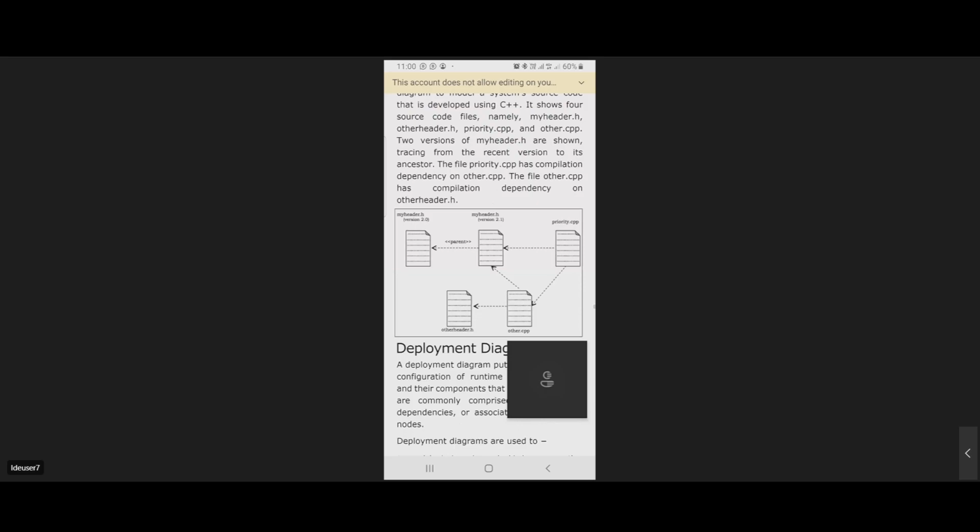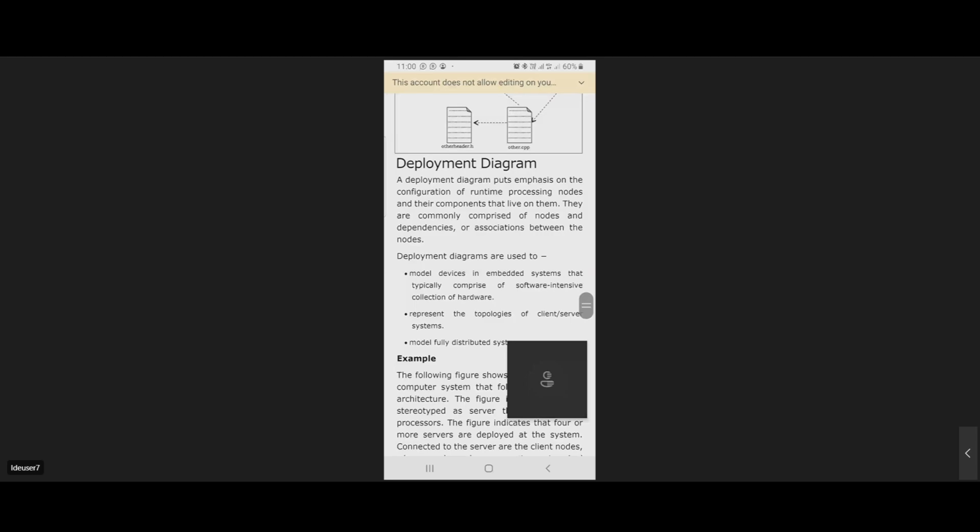Next is the deployment diagram. This diagram emphasizes the configuration of runtime processing nodes and the components that live on them. They are commonly comprised of what? Nodes and dependencies, which are associated.